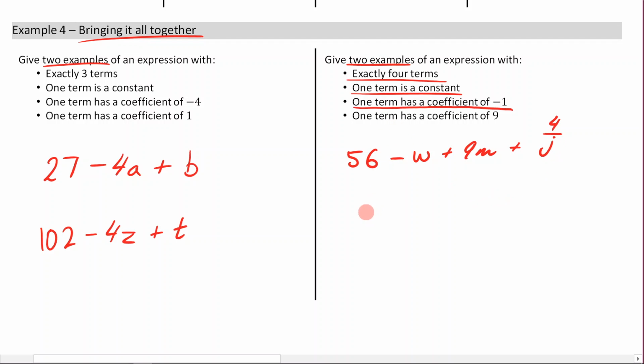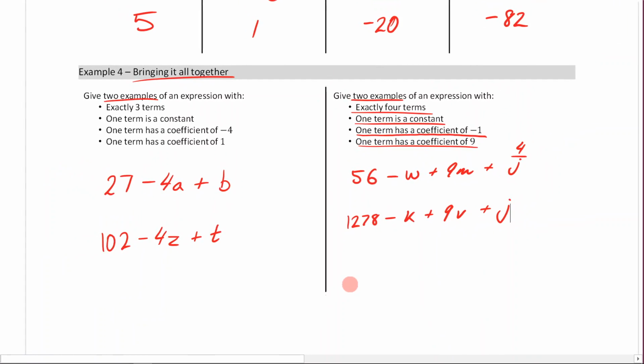Okay, we have to give 2 examples. Let's do the very last one. So I need to write down a constant term. Let's make it 1278. So remember, it just can't have a pronumeral attached to it. One term is going to have a coefficient of -1. Let's make that negative k. And one term has a coefficient of 9. Let's make that plus 9v. And then I have to add in just another term, whatever that may be. So let's just make that plus j. And that's another term there. So I have 1, 2, 3, 4 terms, just like that. Beautiful, followed all my directions.